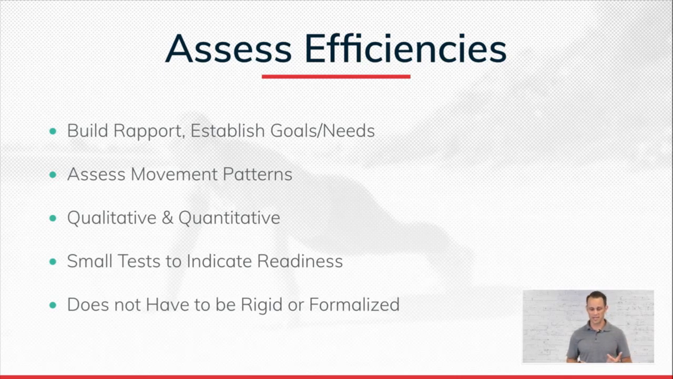Small tests to indicate readiness, so if in his first few lunges he's really coming too far forward with that forward flexion, and then just by some cueing or after a few weeks I see him keeping that taller spine, so to speak, or shoulders back, now I know he's ready to go on to that next movement or that next progression. And the testing does not have to be rigid or formalized.